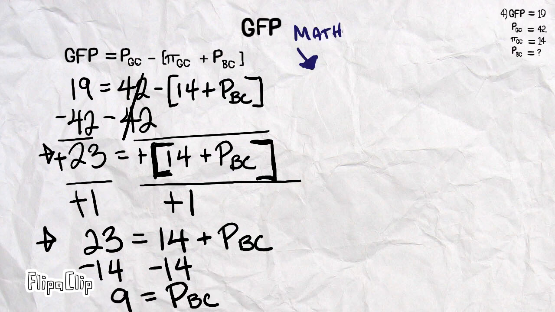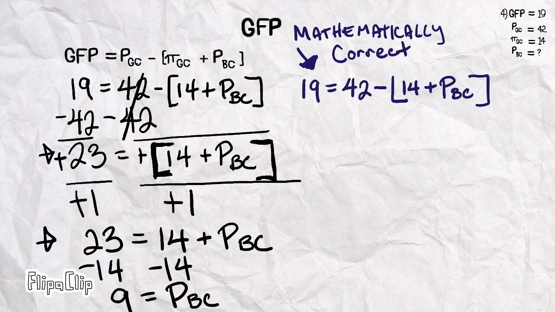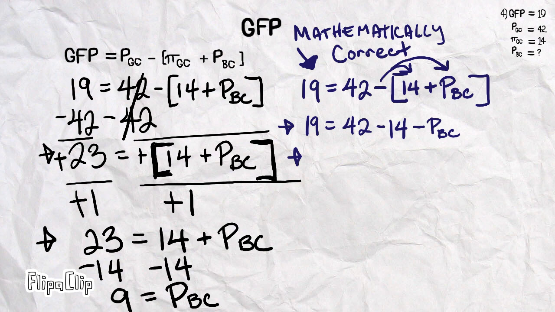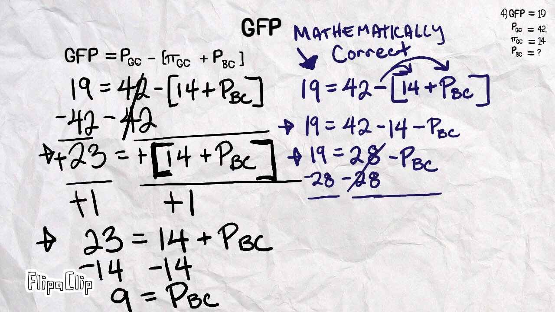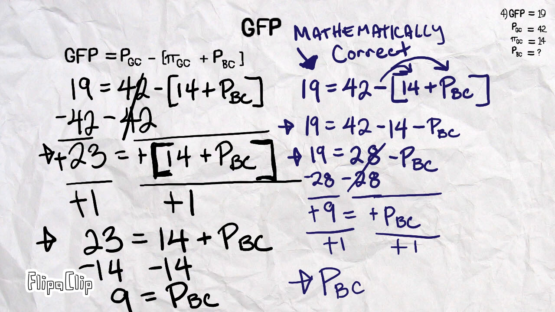Now let's try it the mathematically correct way, just to compare our answers. So first, we plug in our answer. Then we distribute our negative. This will give us 19 equals 42 minus 14 minus PBC. Now we combine like terms and we have 19 equals 28 minus PBC. Now we can subtract 28 from both sides to isolate the variable. And now we have negative 9 equals negative PBC. To get rid of the negative, we divide by negative 1 on both sides. And now the hydrostatic pressure of the Bowman's capsule is 9.